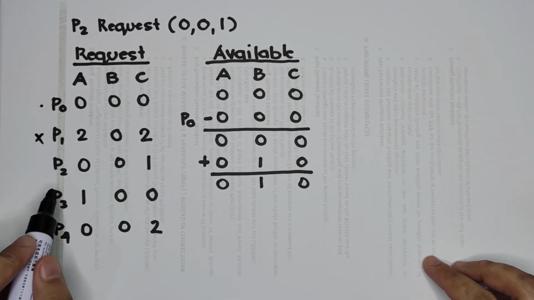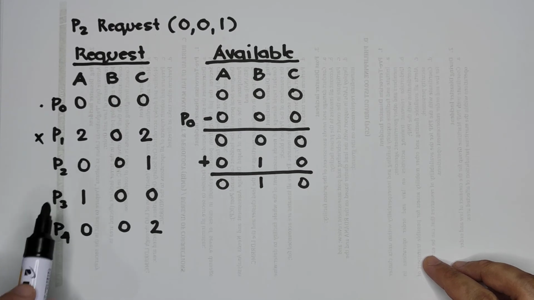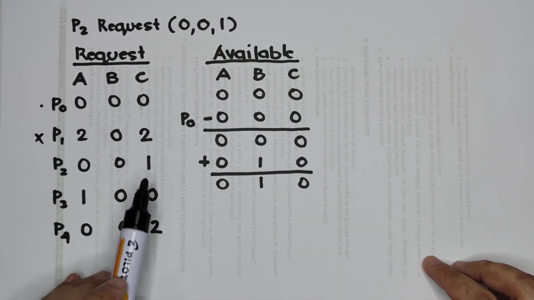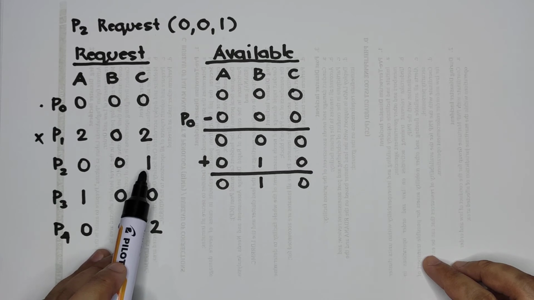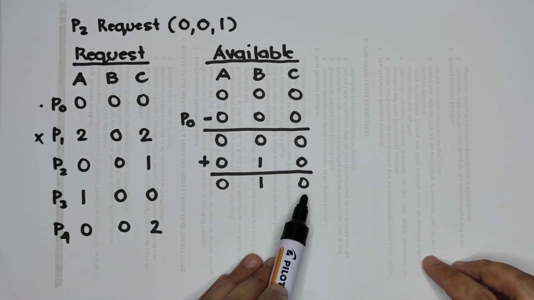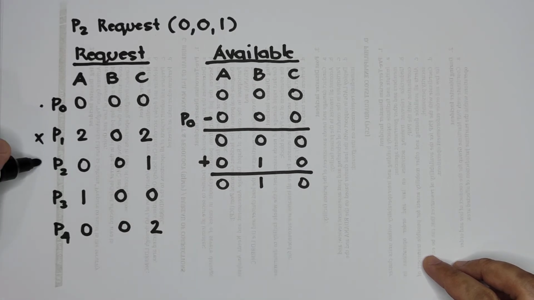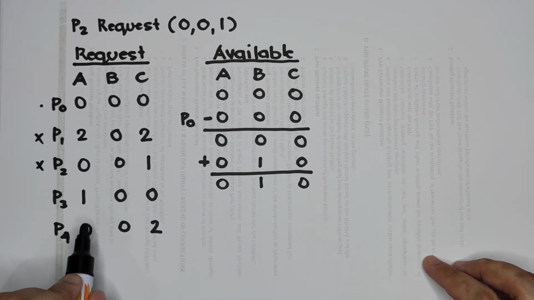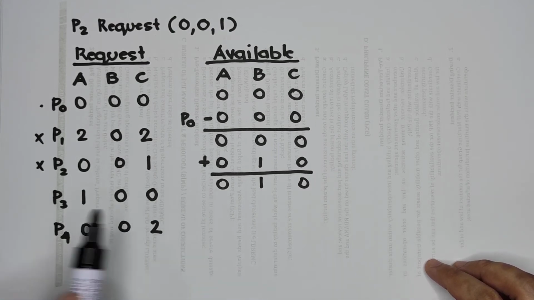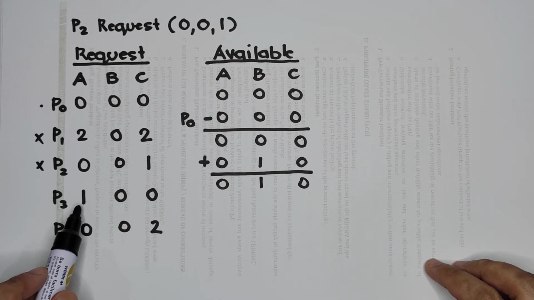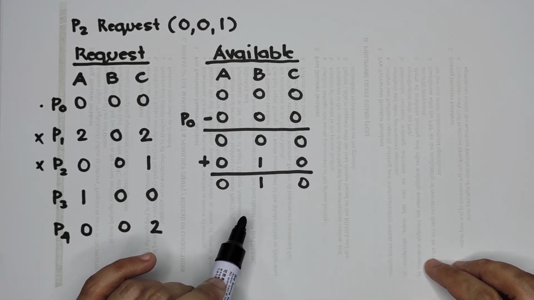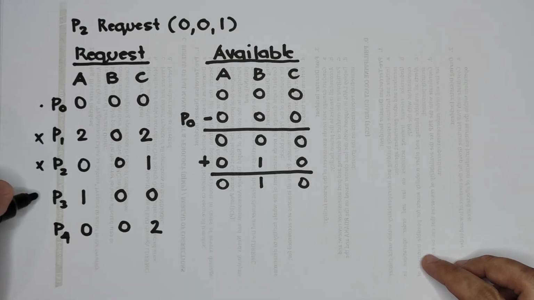Okay, can P sub 2 be granted its request? Actually, it cannot be granted either, because as you can see with C, it needs 1 instance of resource C, but our available is 0 for resource C. So P sub 2 is also not possible. Okay, P sub 3. Can the request for P sub 3 be granted? Actually, it's also a no, because it needs 1 instance of resource A, and there are no available resources for A. So again, this cannot be processed.